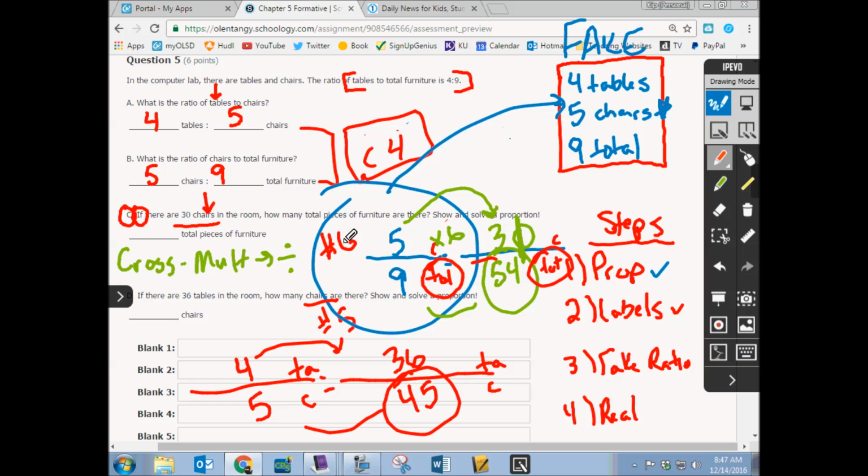Learning target, that was the number C. Letter C was learning target number 6. Letter D was learning target number 5.